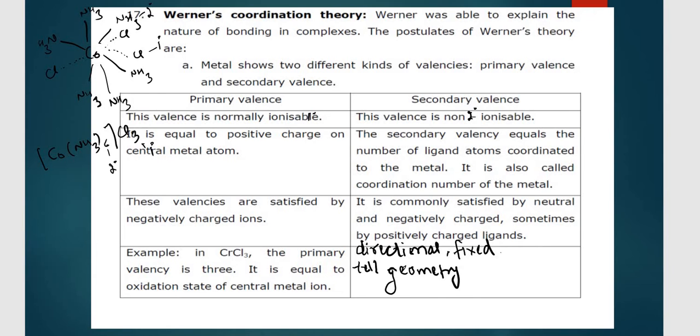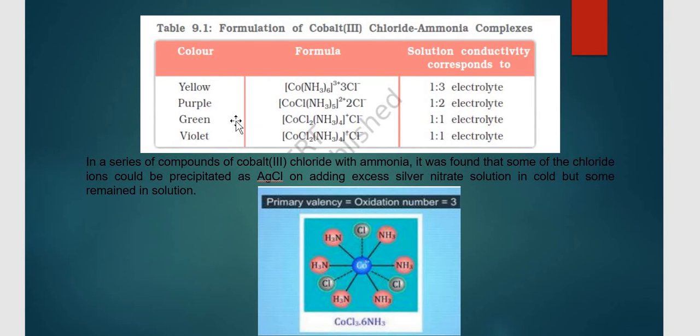Then he did different experiments. How did he come to know about the primary and secondary valencies? He took different cobalt compounds and reacted them with silver nitrate. You should know that AgNO3, when it combines with Cl negative ions, gives a white precipitate of AgCl. He found out the number of Cl negative ions released by checking the conductivity, so he found the number of electrolytes. Based on that, he found the structure, that is, primary and secondary valencies.